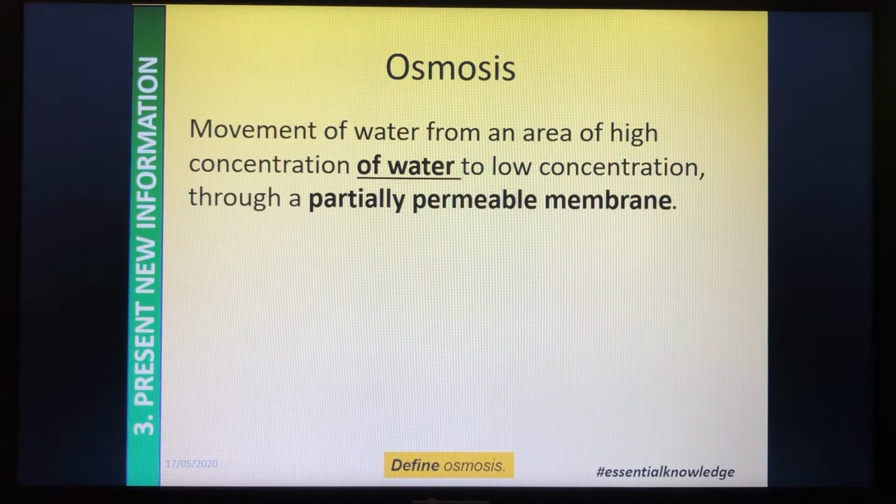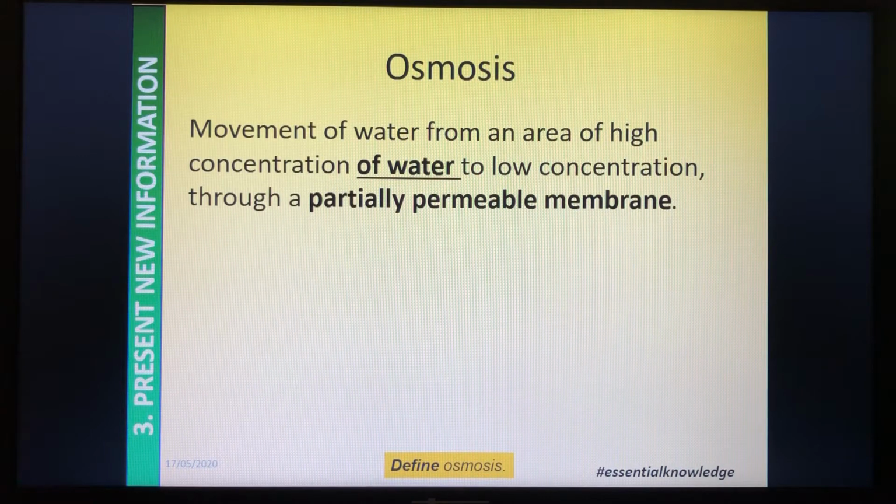So it's partly or partially, as we should really say, permeable. Now you see I've got in bold and underlined high concentration of water. This is the bit that's really difficult to get our head around, because if a solution is high in water, it is low in sugar or salt or whatever else is in it. So if it's a low sugar concentration, then it is a high water concentration.